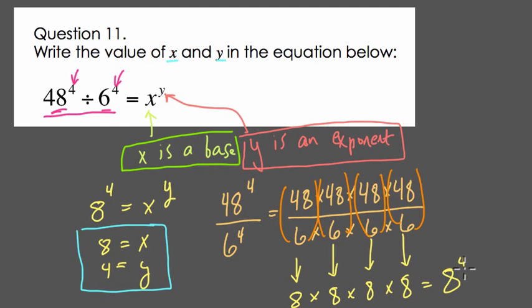So this does work. In other words, if you have two numbers being divided and the exponents are the same, you can just divide those bases right away. This is an important rule that can save you quite a bit of time.